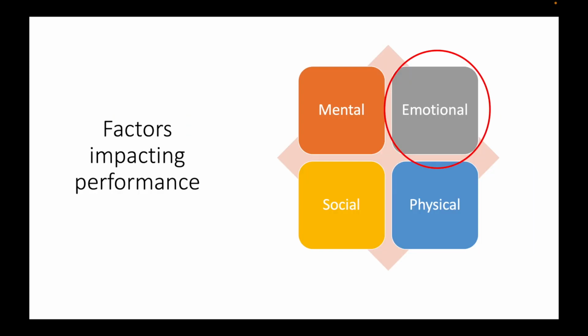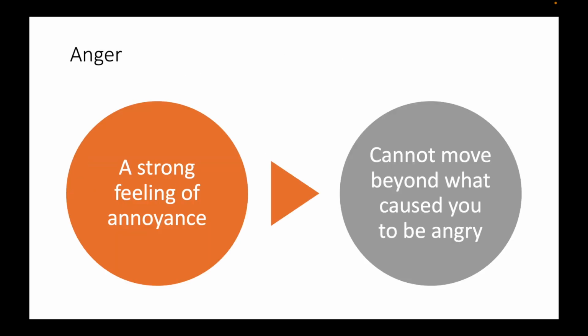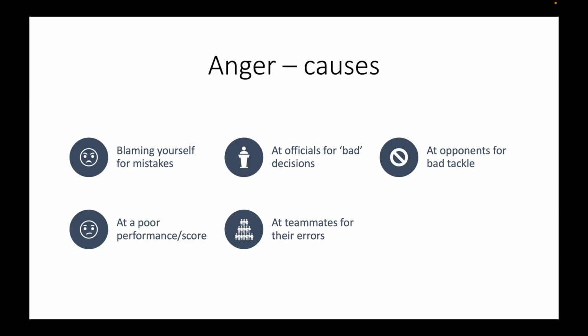We're now going to look at each of the factors in turn, and we're going to start with the emotional factor. So, as we mentioned before, there are 4 emotional subfactors: anger, anxiety, fear, and confidence. So, what is anger? Well, anger is having a strong feeling of annoyance or frustration, something which you cannot move beyond, and something that has caused you to get angry.